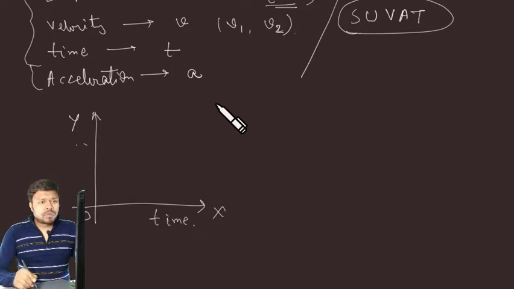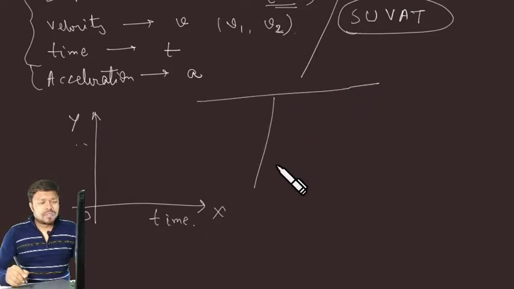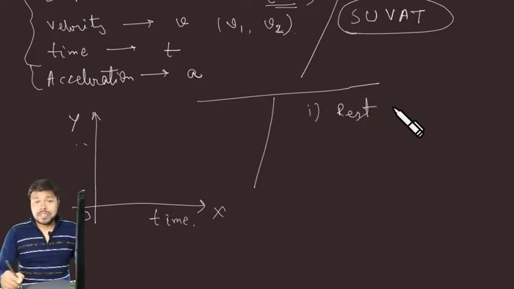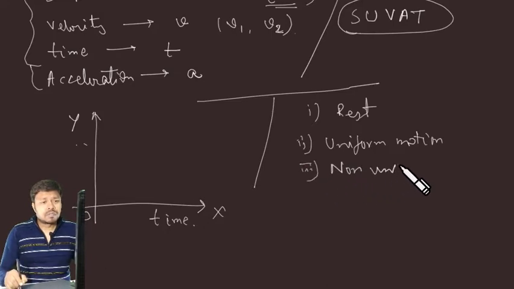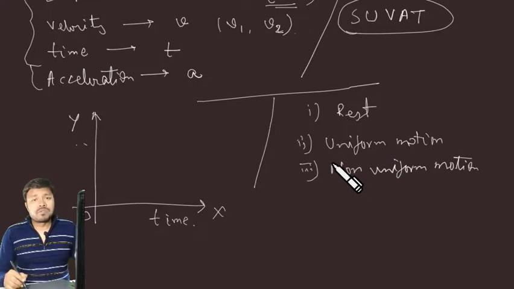Then we will be talking about three states of motion, as you know. The first is when the body is at rest, and how the graph would look like. The second is when the body is in uniform motion, and the third is when the body is in non-uniform motion. These are the three situations we will be talking about.